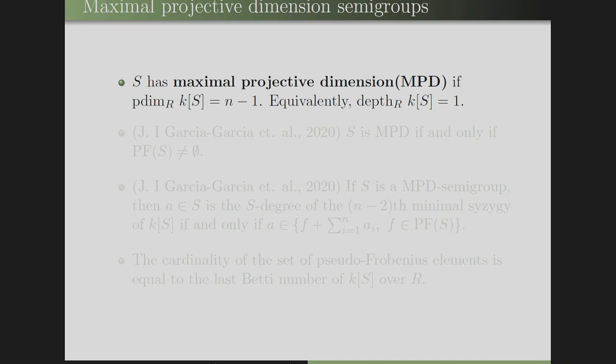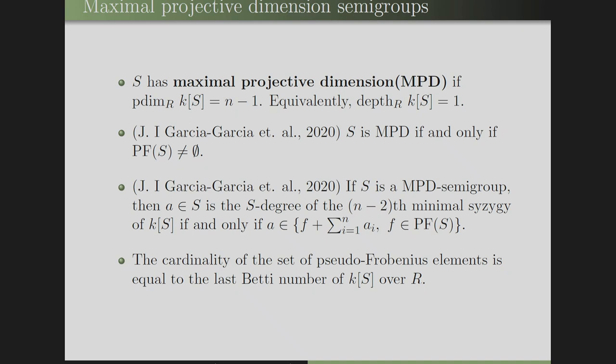Now we define the maximal projective dimension semigroup. A semigroup S has maximal projective dimension if its projective dimension is n minus 1, where n is the number of generators. Equivalently, the depth of K[S] is 1. Garcia et al., in 2020, proved that S is MPD if and only if the set of pseudo-Frobenius elements is non-empty. Also, they proved that if S is an MPD semigroup, then A in S is the S-degree of an (n-2)th minimal CGC if and only if A belongs to this set. And the cardinality of this set is equal to the last Betti number of K[S] over R.